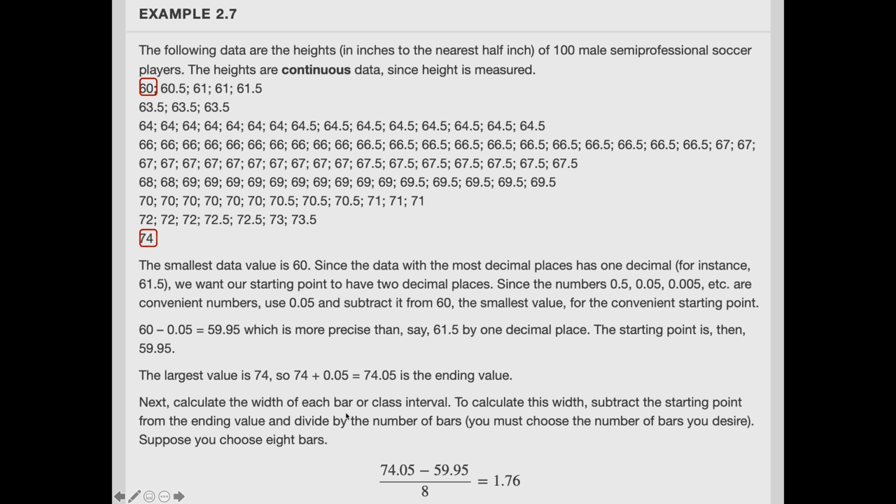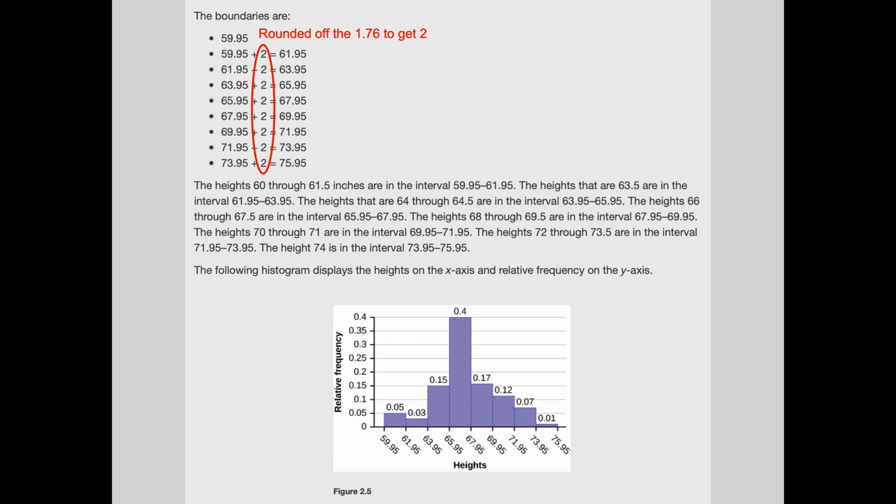And then next, calculate the width of each bar by subtracting the lowest from the highest, and then dividing by the number of intervals you think you'll have. In this case, there are 8 of them: 1, 2, 3, 4, 5, 6, 7, and 8, and I get 1.76. Then what I want to do is always round that up. You never, ever round down, always up. So we round 1.76 up to 2.